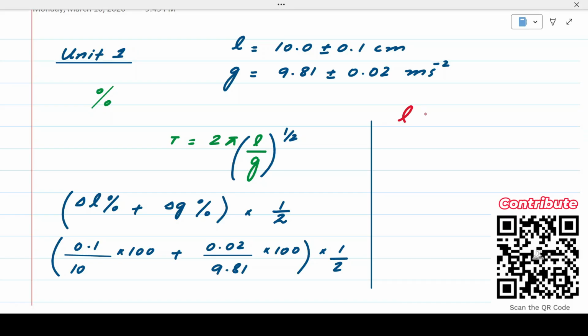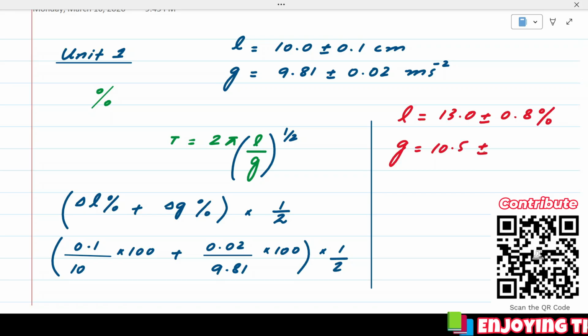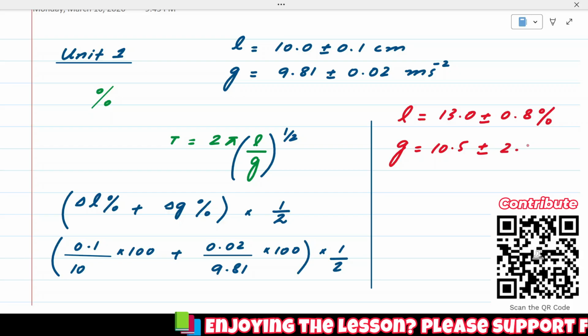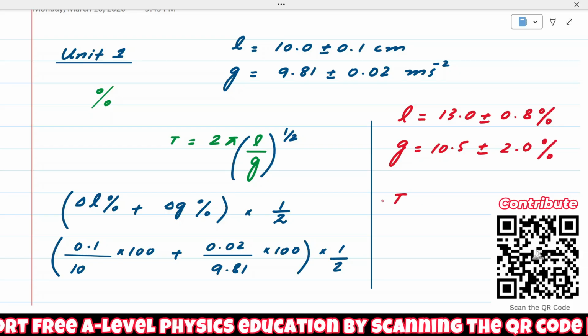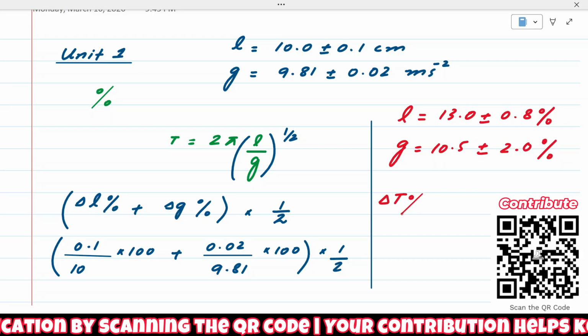So let's say length equals, I'll change the values this time, length equals, for example, 13.0 plus minus 0.8%. g is given as 10.5 plus minus 2.0%. You simply need to find the percentage uncertainty in the time period.